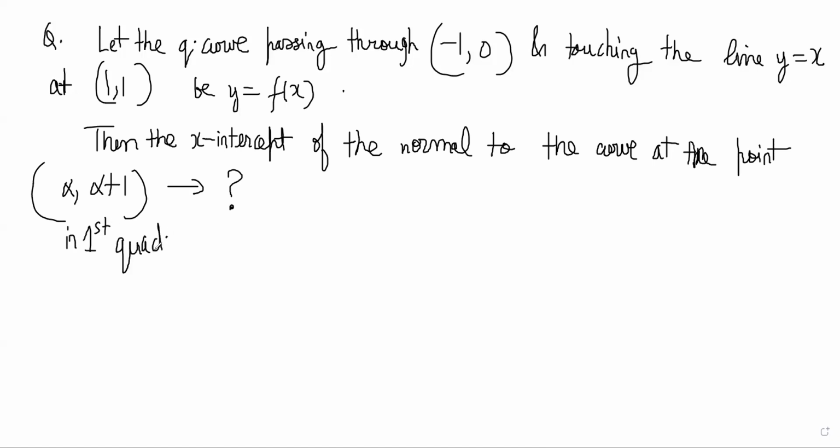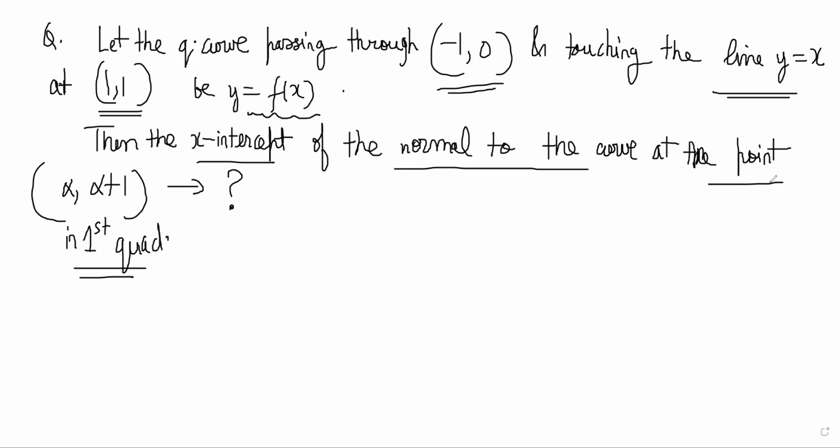Okay. y is equal to f of x is a quadratic curve passing through this and touching the line y is equal to x at 1 comma 1. You have to find the x-intercept of the normal to the curve at the point this.